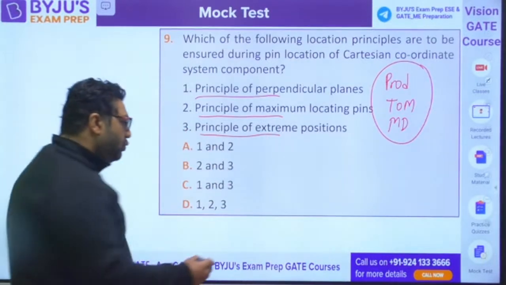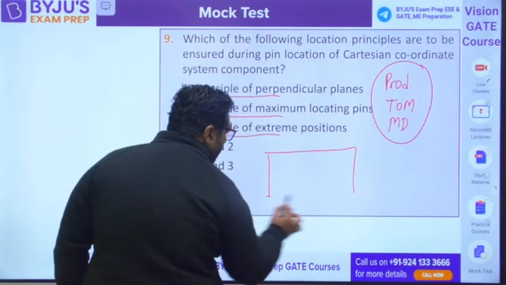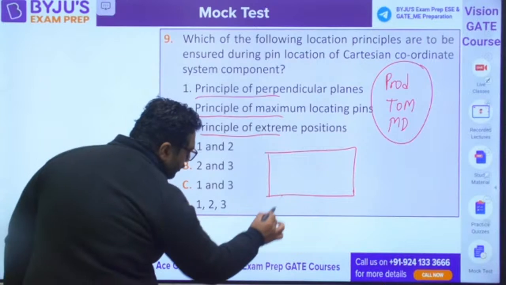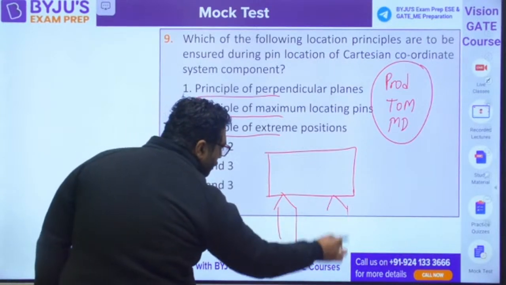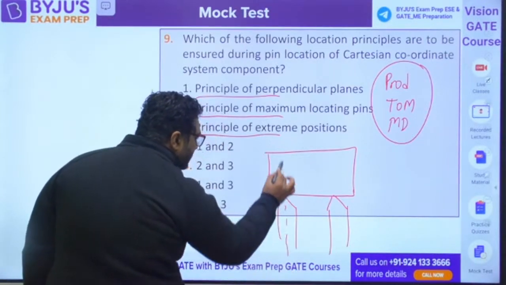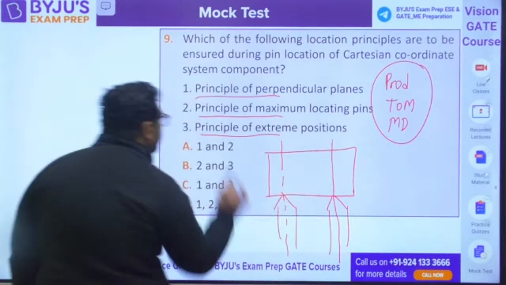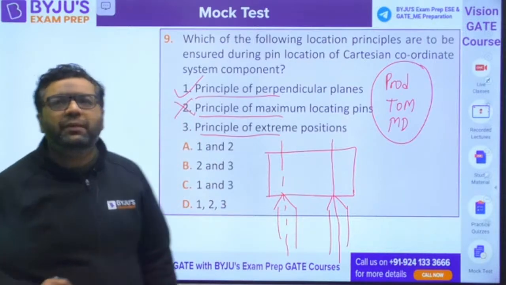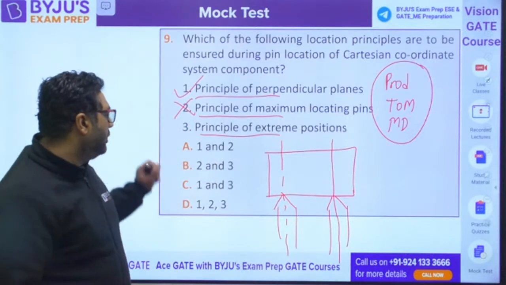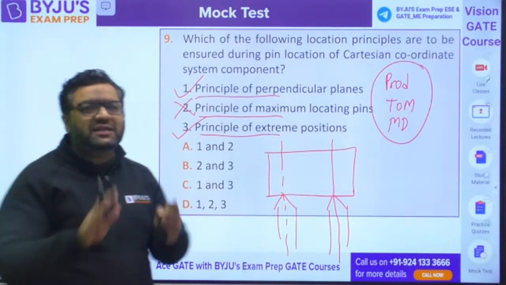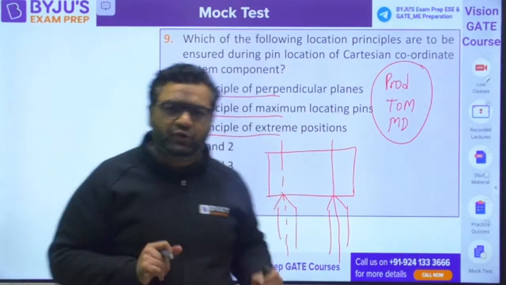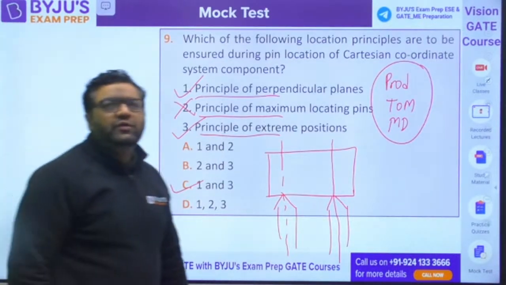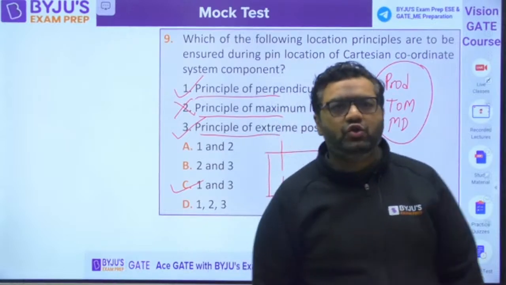Whenever you have a body, there are some principles of locating. The first principle says that when you put the pins, those pins should be perpendicular to the surface. The second principle is not correct because we always try to keep a minimum number of pins, so B is wrong. The principle of extreme position says that we put the pins at the extreme positions. So 1 and 3 are correct, and C is the right answer. This was question number 9.